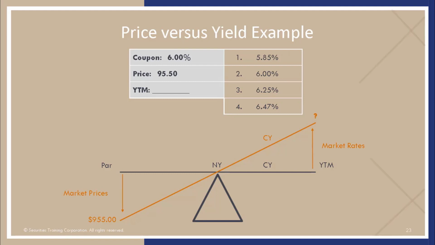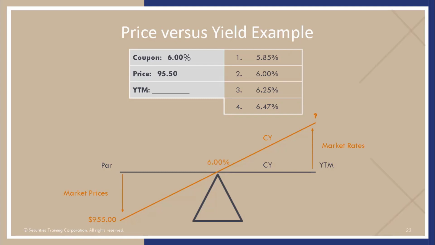We know that the yield to maturity must be higher than the coupon rate. So we know the coupon rate is 6%. But in this case, we have two choices above 6%, 6.25% or 6.47%. Now, some people might just pick the higher one, which could be the correct answer, but let's do the calculation that we need to do in order to answer this question correctly. We do have enough information to calculate the current yield.